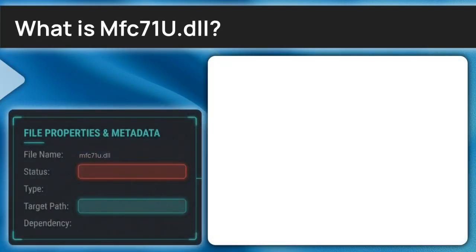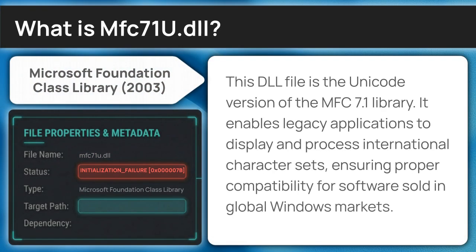This DLL file is the Unicode version of the MFC 7.1 library. It enables legacy applications to display and process international character sets, ensuring proper compatibility for software sold in global Windows markets. Let's get to work.